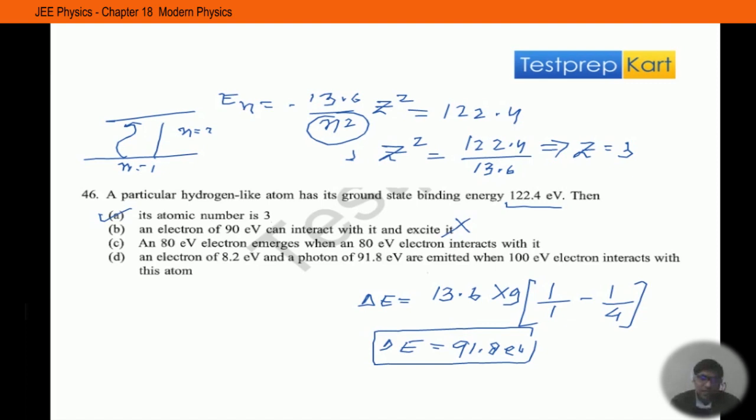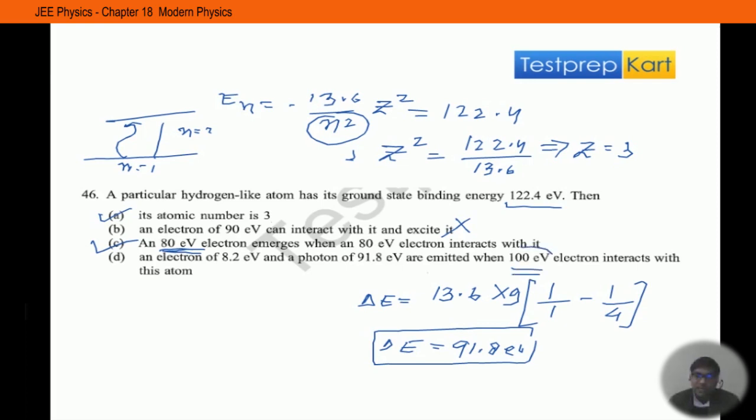Next is, an 80 electron volt electron emerges when an 80 electron volt electron interacts. Although there should be a photon instead of an electron, but let's consider it. So when 80 electron volt interacts, then no absorption would take place and it will emerge from that atom. Right? Because there is no absorption, this energy is less than required. So this is correct.